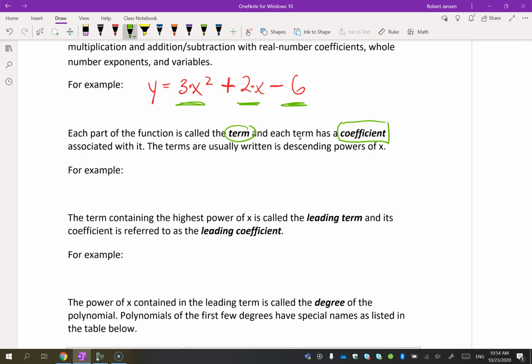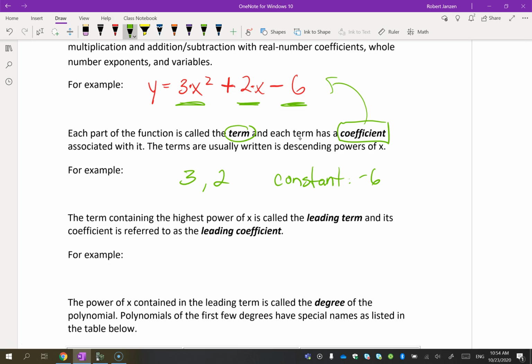Each term has a coefficient. If I look at that example right here, my coefficients would be 3 and 2, because those are both numbers that are in front of variables. Those are coefficients. There is also what we call a constant. A constant is not attached to a variable. In this case, it's minus 6.